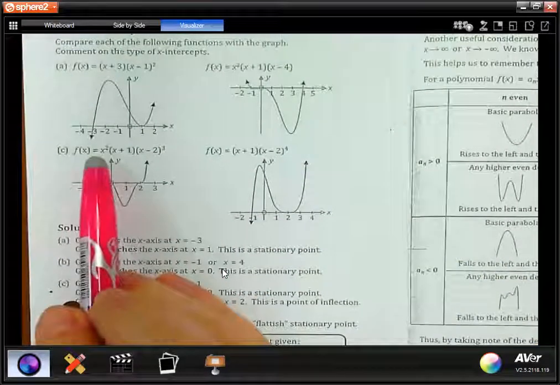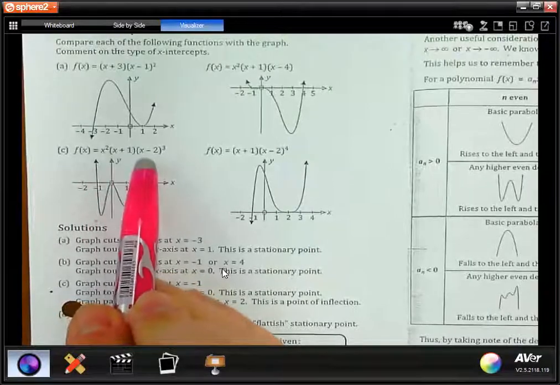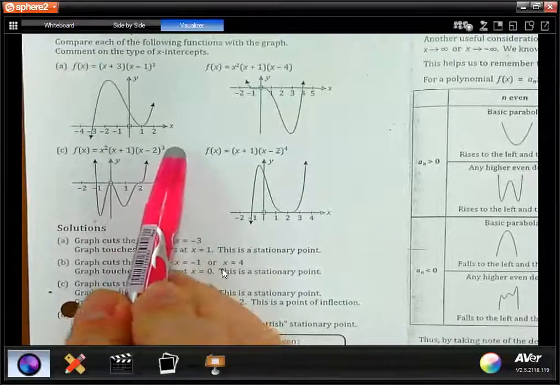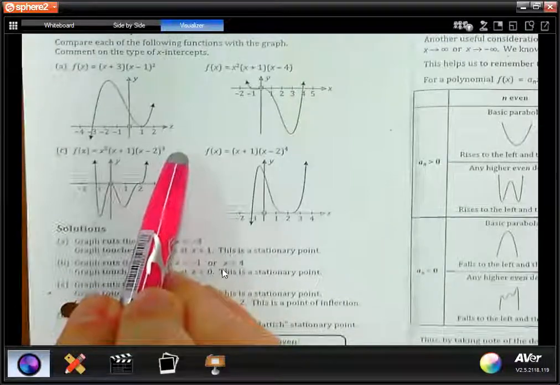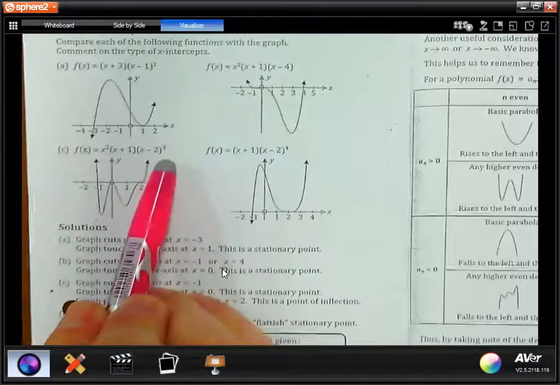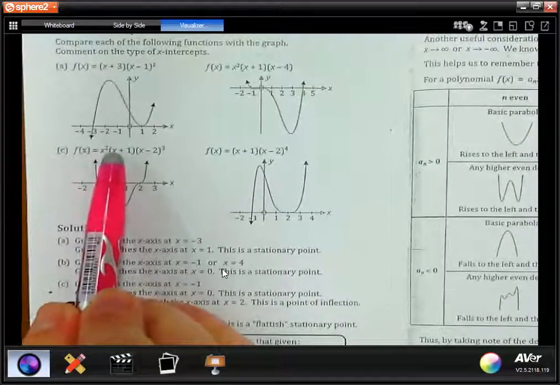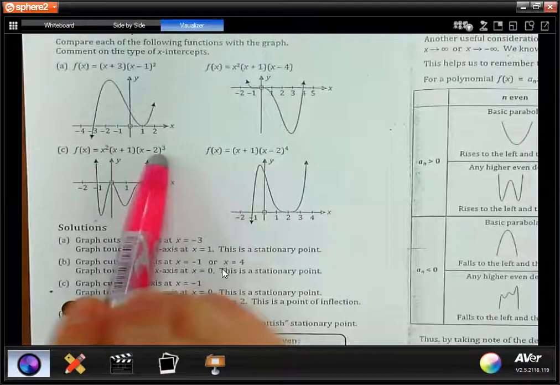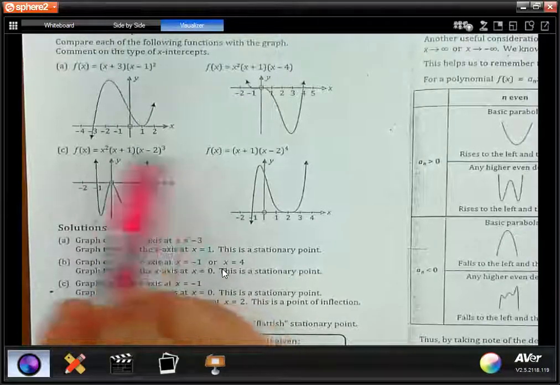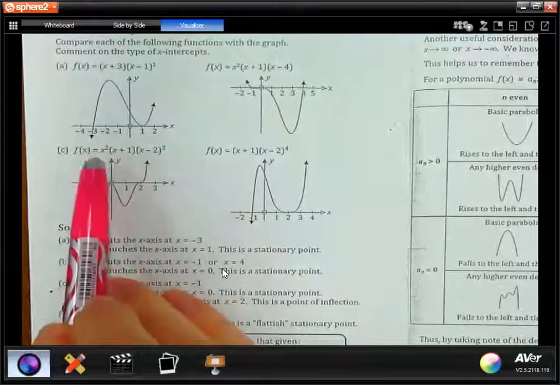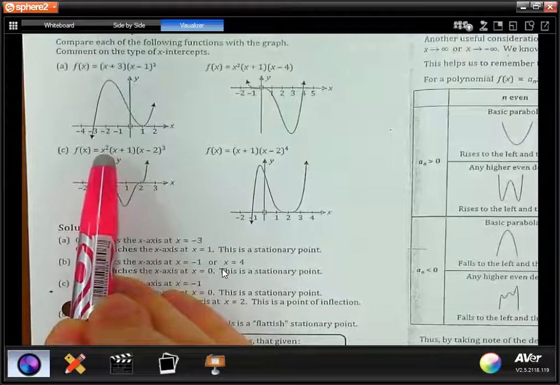Next one, we have x squared, we have x plus 1, then we have x minus 2 cubed. All right? So what would the degree of this function be if I were to multiply it all out? x squared times x cubed, x to the 6, eh? All right, interesting. There we have an x squared.